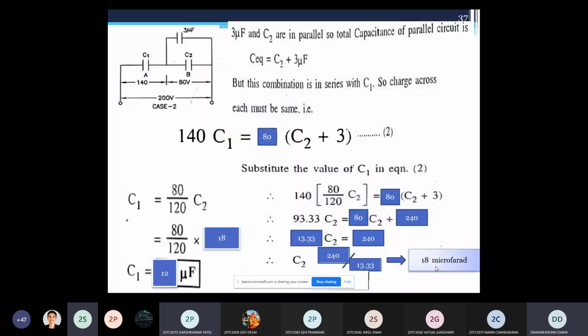5.4. C2. I am saying C2, 5.4 microfarad. Yes. C2 is 5.4, not 18 microfarad. Okay, that is my mistake. So it is 5.4 microfarad, C2.